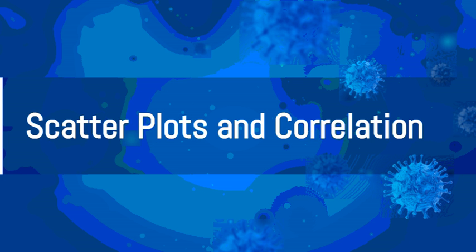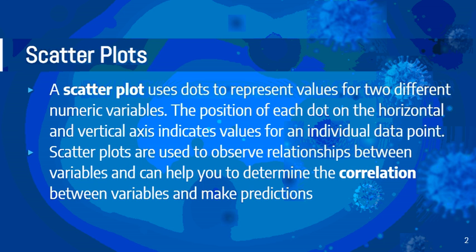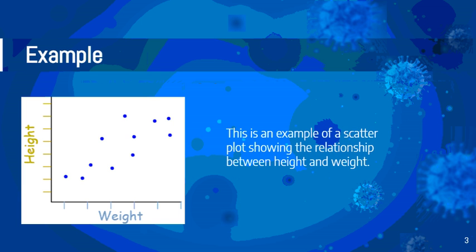So this mini lesson is on scatter plots and correlation, and I'm actually going to be splitting it into two parts. So this part will be on scatter plots. A scatter plot is essentially a graph that uses dots and x, y coordinates to represent data. And the position of the dot is just where the coordinate would be. Scatter plots are used to observe relationships between variables and can help you figure out if there is a correlation.